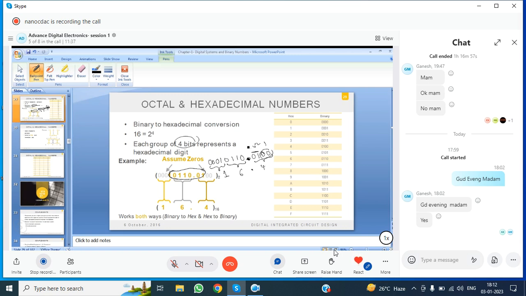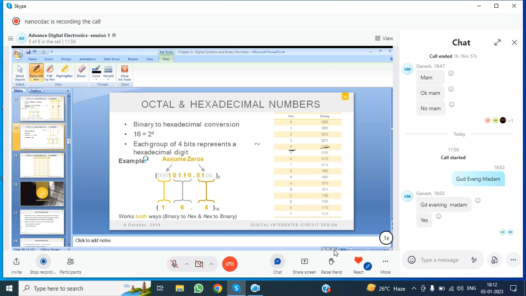1, 2, 4, 8. Like that you will see. So this 0 1 0 0 is representing 4. You can see here. So this way you will convert a binary number into hexadecimal number.